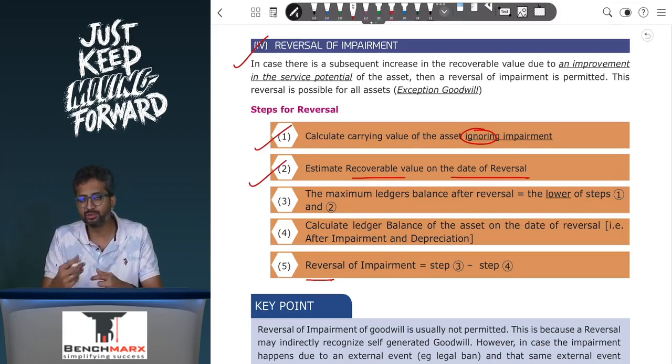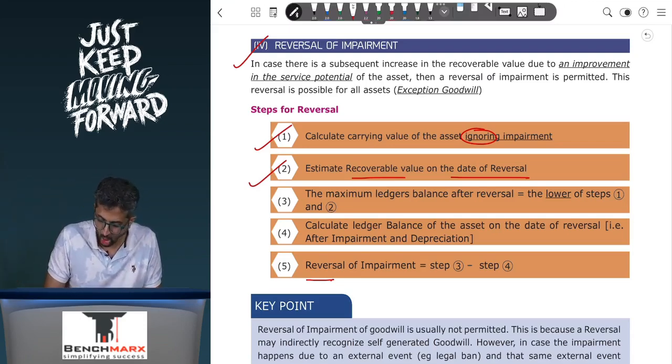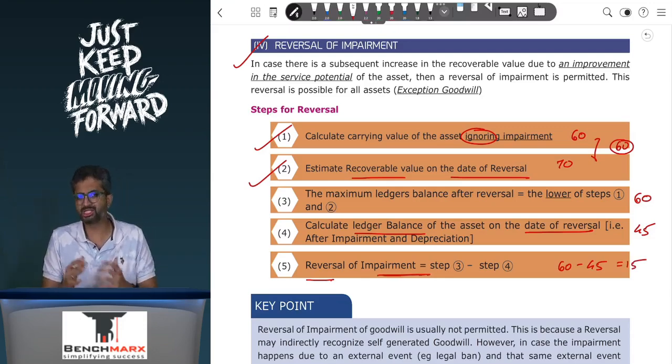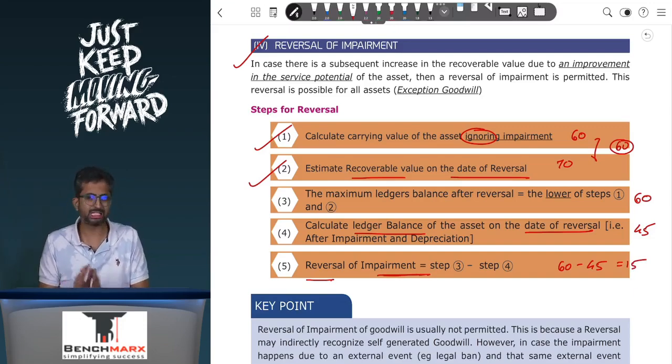Now you can reverse, that is the maximum limit, up to the lower of the carrying value or the recoverable value. So if your carrying value had there been no impairment is 60, the recoverable value is, let us say, 70, I can maximum take it up to 60. Calculate the ledger balance of the asset on the date of reversal. Let's say the asset is currently appearing at 45, which means you can uplift it up to 60, and hence 15 will be the reversal. So institute has given you some theory on this, but they have not given you sums. So in case it comes, we will practice question number 16 on these lines, applying those 5 steps.